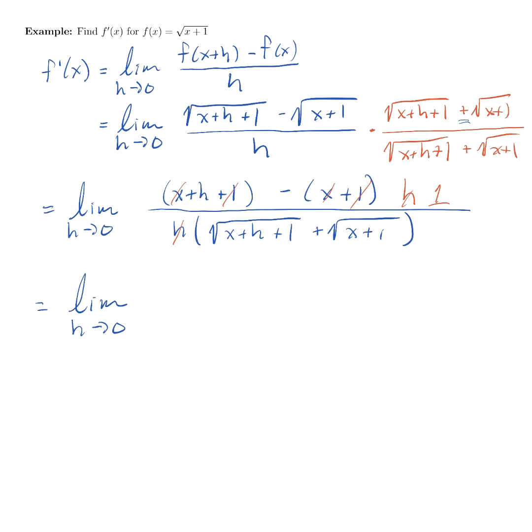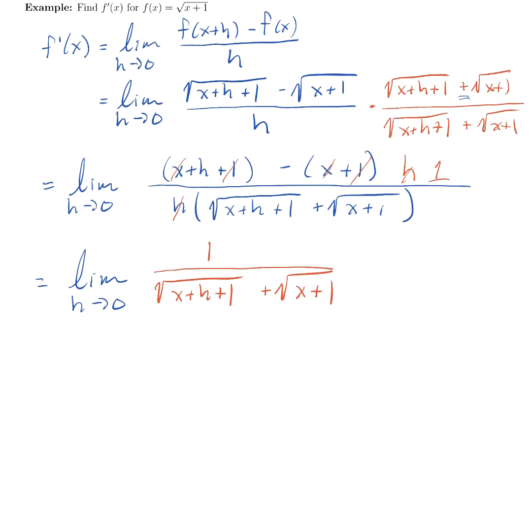So this is the limit as h goes to 0 of 1, we'll stick with red, over the square root of x plus h plus 1 plus the square root of x plus 1. Okay, so again, that numerator simplifies to h. The h in the numerator cancels with the h in the denominator, leaving a 1 in the numerator. And now we're at a place where we can take the limit as h approaches 0.